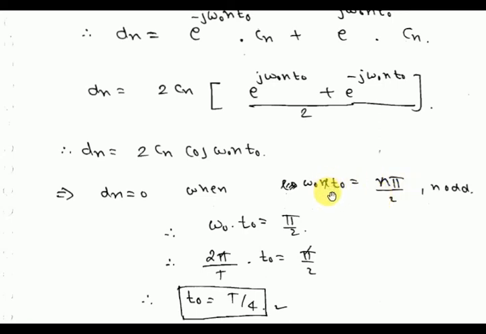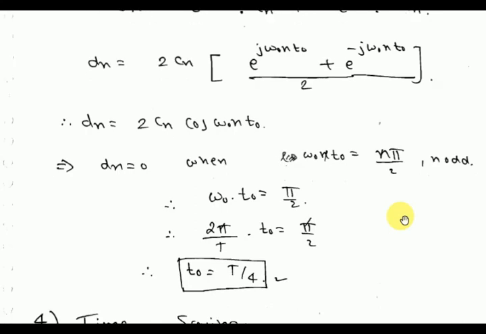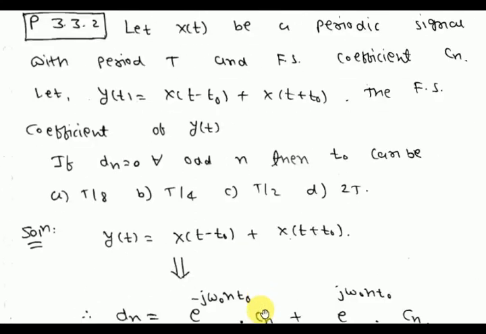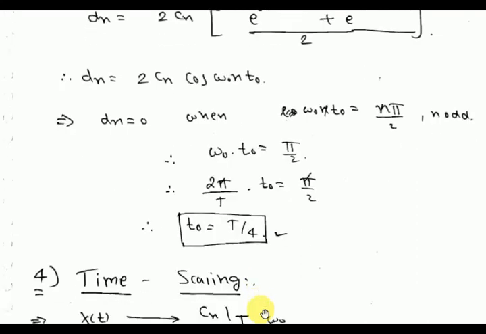Put n equal to 1 here. So omega naught t naught equal to pi by 2, so 2 pi f naught t naught equal to pi by 2. The pi cancels, so t naught equal to 1 by 4 f naught, or we can say t naught equal to t by 4. You can solve it on your own.